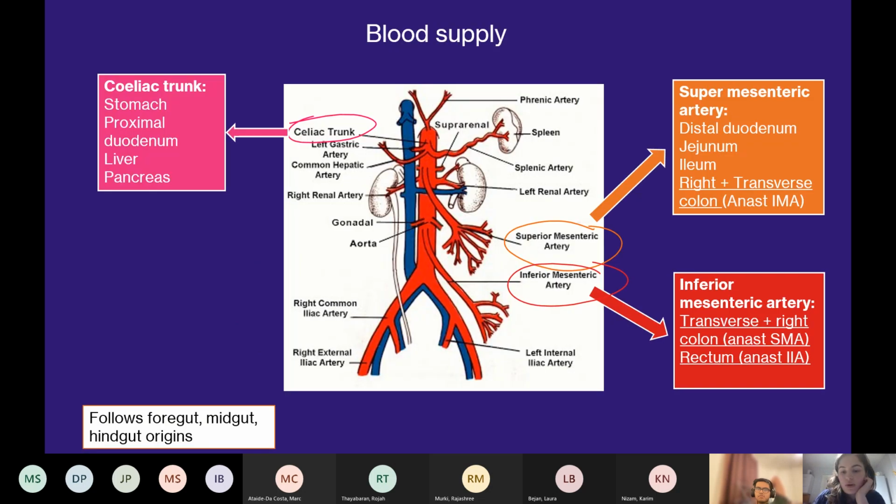Cool. So a bit of year one anatomy. There are 3 main blood vessels that you need to know: the blood supply to the intestine and the colon. The celiac trunk is the first one, the top one that comes off. And I think once you remember it, it's quite useful to know. The celiac trunk supplies the stomach, the proximal duodenum, the liver, and the pancreas, so all the top stuff. And so with that logic, what would the superior mesenteric artery supply?